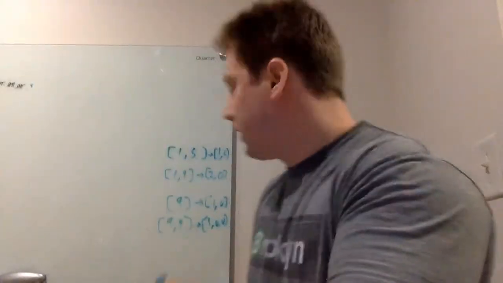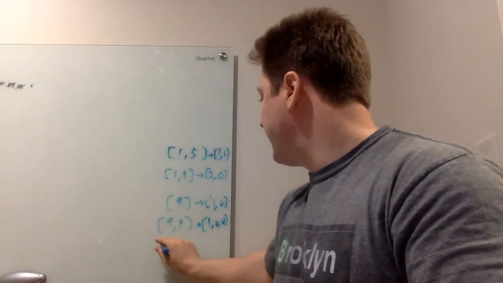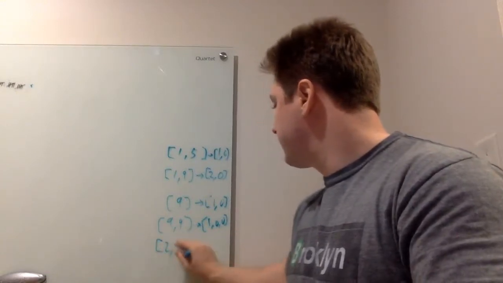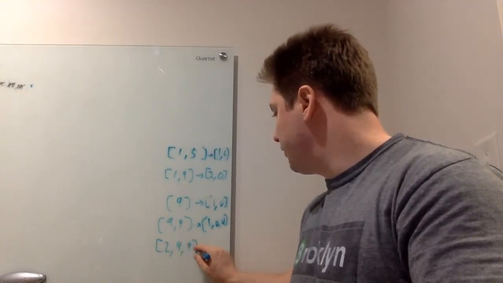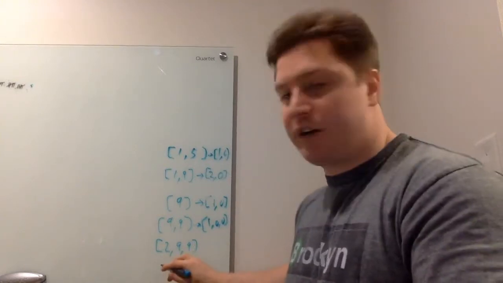So going back to the big board real quick, if we had another example of 299, what would this do? We'd count from the end. We'd count from the second element.